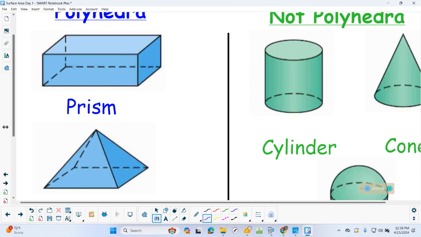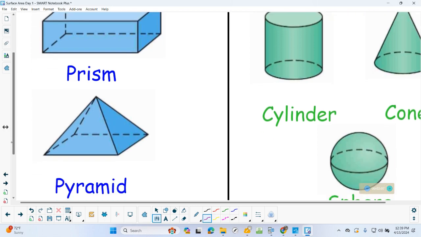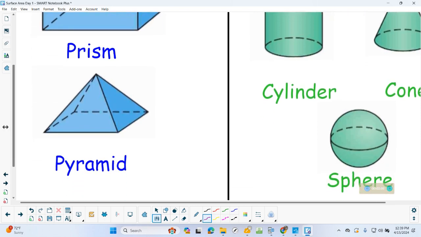Okay. So obviously here's some examples. The top, of course, is a prism. We're going to work on prism today. That's on your formula sheet. And then, of course, you have a pyramid. We all know what a pyramid looks like.